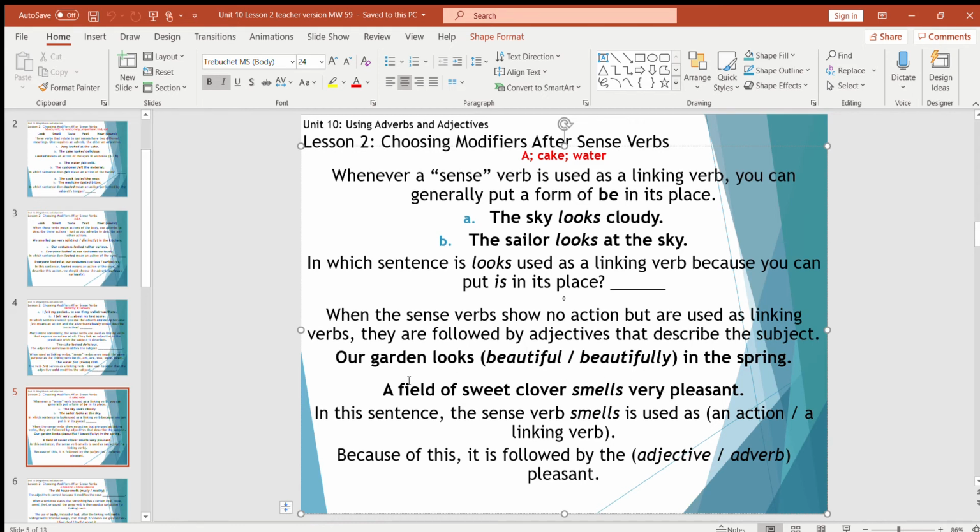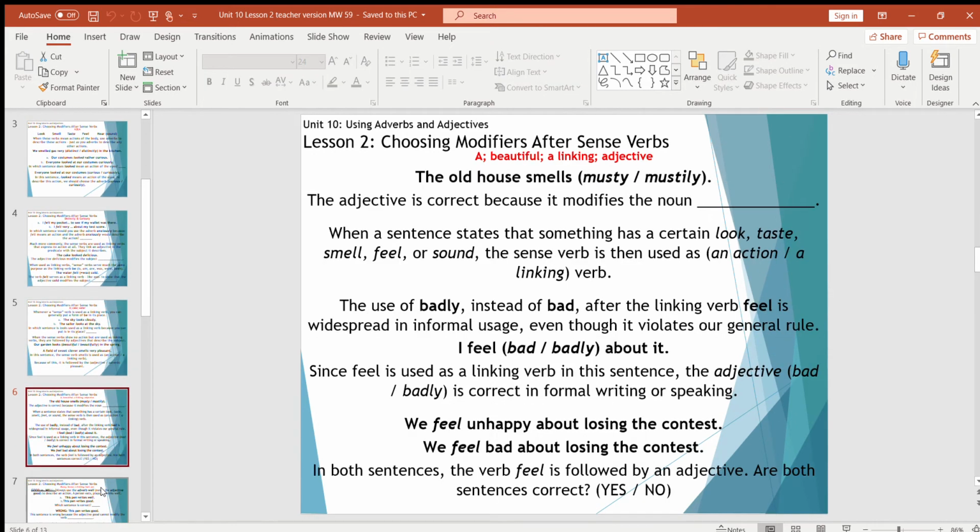A field of sweet clover smells very pleasant. So in this sentence, is the sense verb smells used as an action or a linking verb? Is it that the clover is physically smelling something or just is something? It just is something, so linking verb. Because of that, it's followed by pleasant, which is an adjective or an adverb? An adjective, because pleasant is describing the clover, not the action of smelling, because it's not an action verb. It's a linking verb.